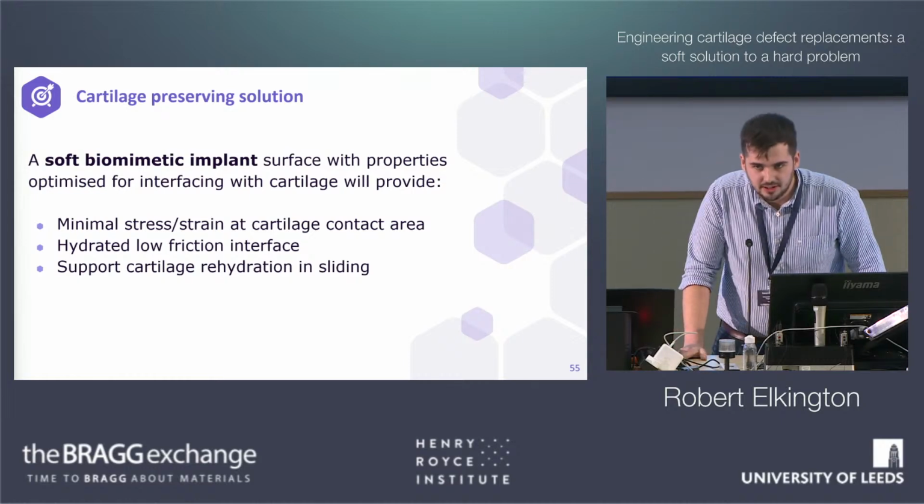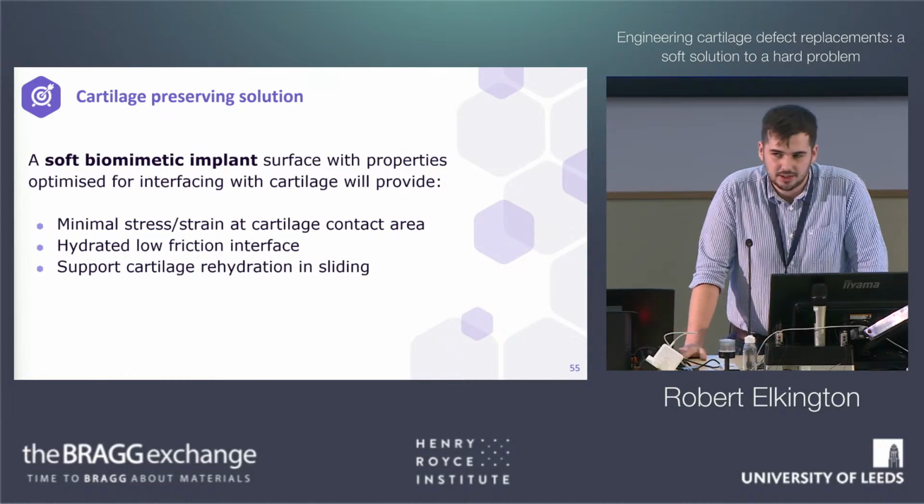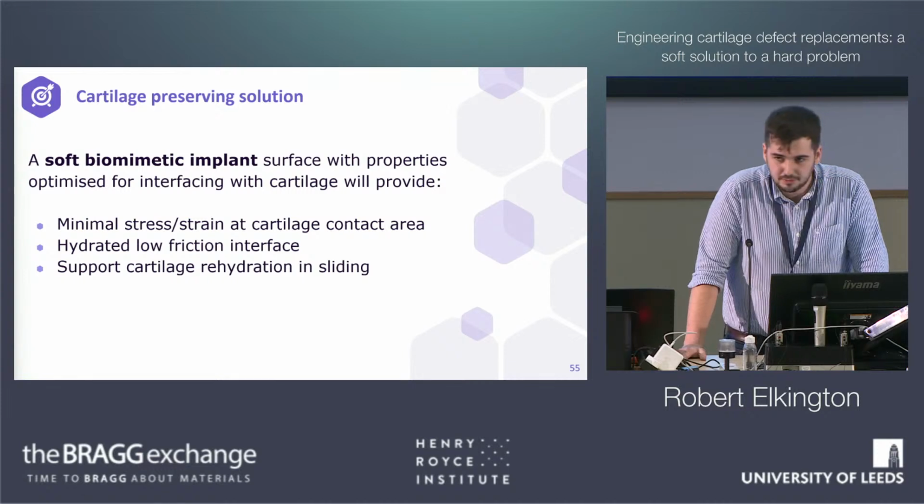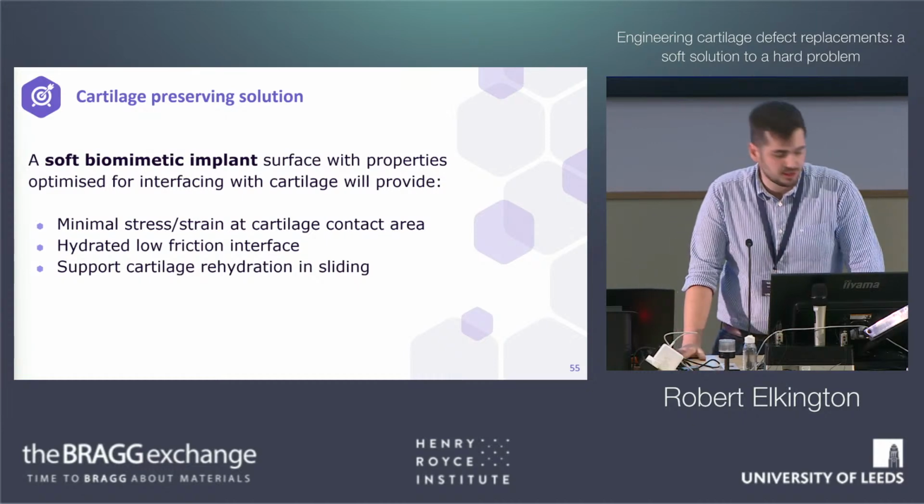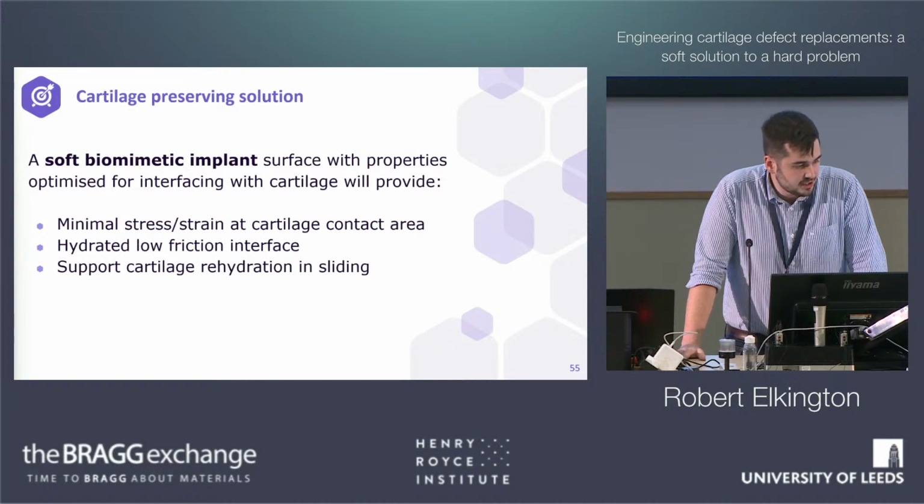So now we can define a design brief. What do we need for a cartilage preserving solution? A soft biomimetic implant, much like the hemiarthroplasty and the cobalt chrome focal repairs. So that's a formatted implant, but we're going to do it with a soft material that'll have certain specific surface properties optimized for interfacing with cartilage.